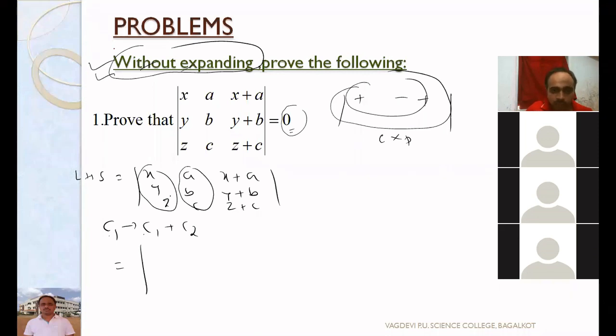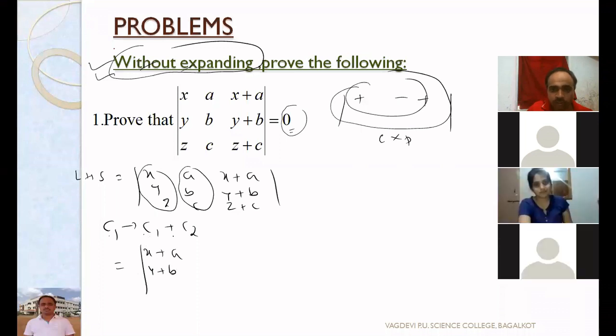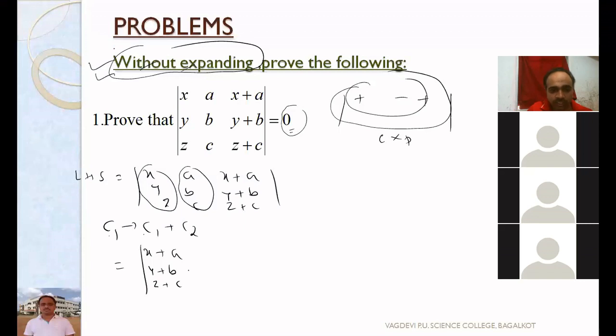Look at what I highlighted here, I rounded it. If I add these two, what do I get? Can you tell me? X plus A. Next Y, and this is B, Y plus B, because I have written C1 plus C2. And the last one is Z plus C. Correct? Is it clear or not? Write clear in the chat box.